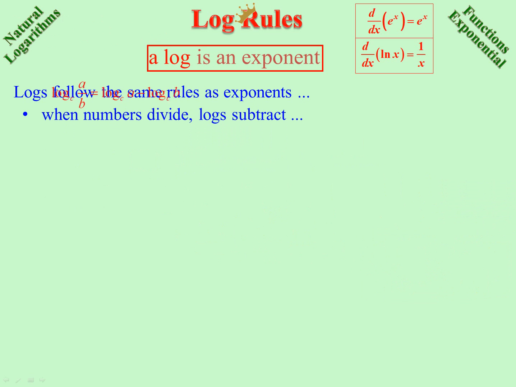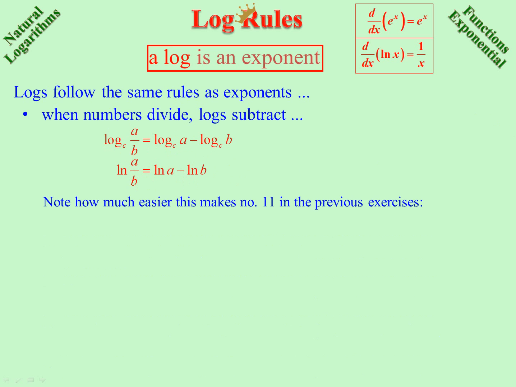And when numbers divide, logs subtract, the same as exponents subtract when powers divide. So log of A over B is log A minus log B, all to base c, or ln of A over B is ln A minus ln B. So let's have a look at number 11 from the previous exercises. This was fairly complex to work out. Well, now we can separate it into a difference between two terms. Ln of the top minus ln of the bottom.